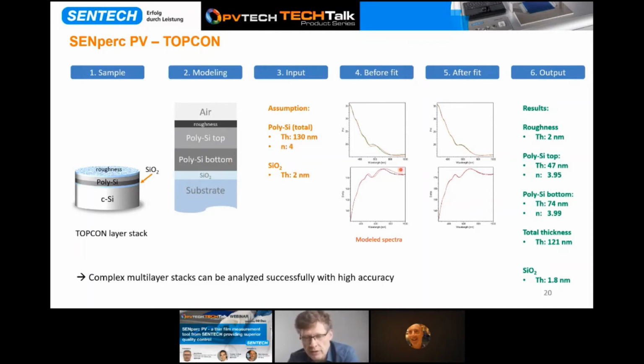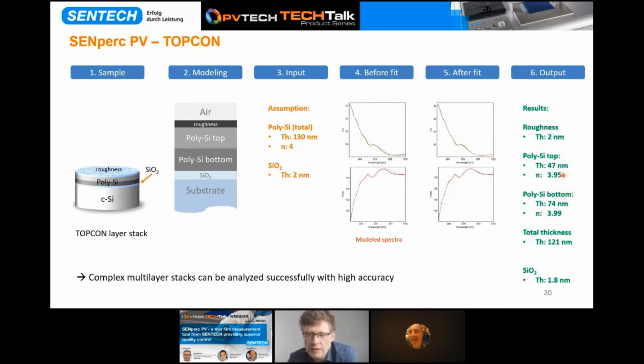Again, running through the computer program, here we find that our assumption, so the red model curves, are already fitting the measured curves very well. Applying the fitting engine, acquiring a perfect fit, now giving us the results. So the roughness is about 2 nanometers. The polysilicon film on top and the bottom silicon film thickness were determined.